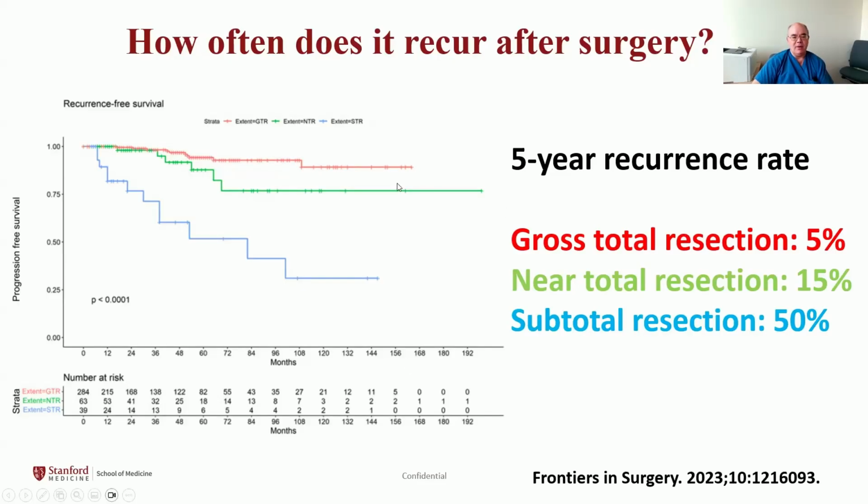If you go out 15 years, 95% of the patients still don't have any further growth, and only 5% showed growth. If you get out what's called a near total resection, where you get almost all of it, but there's still some left, then it's about a 15% recurrence rate. So red is get it all out, or 99% of it out, and green is you're getting out, let's say, 90% of it. And then blue is if you get what's called a subtotal resection, and that is where you're clearly not able to get the majority of the tumor out.